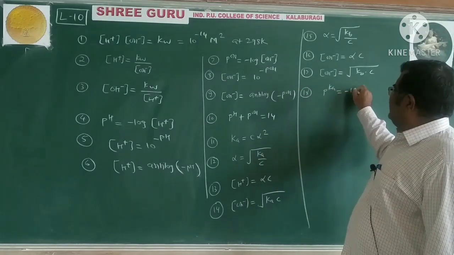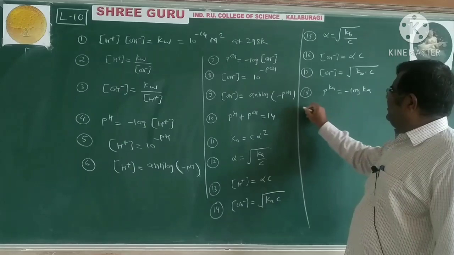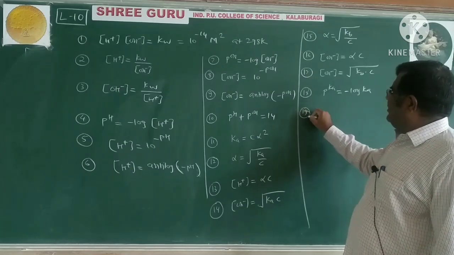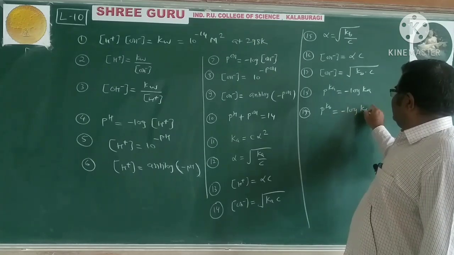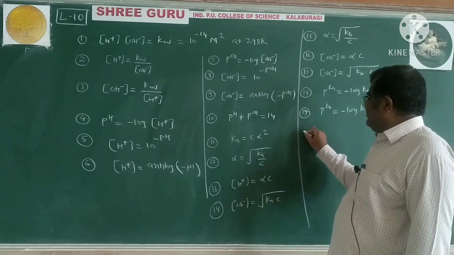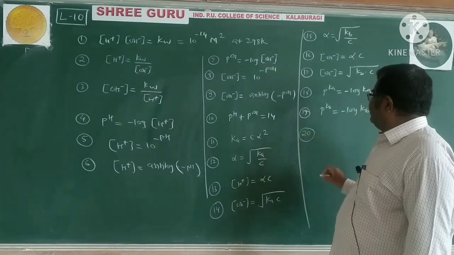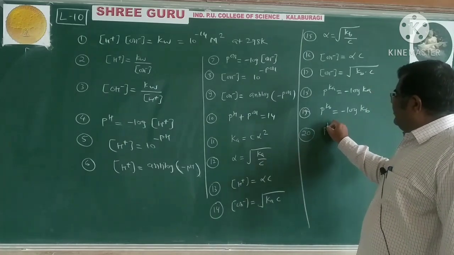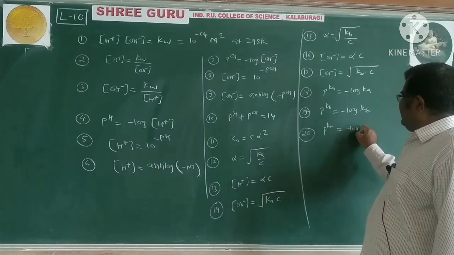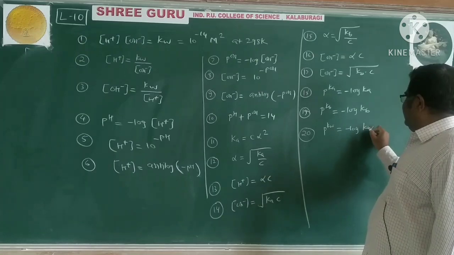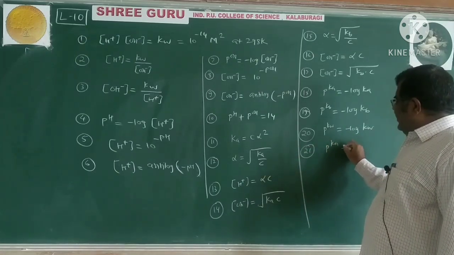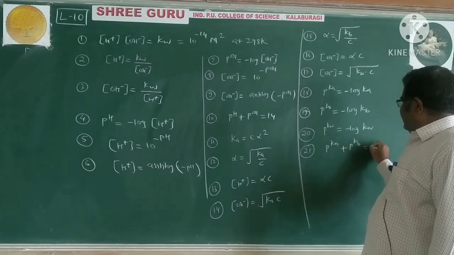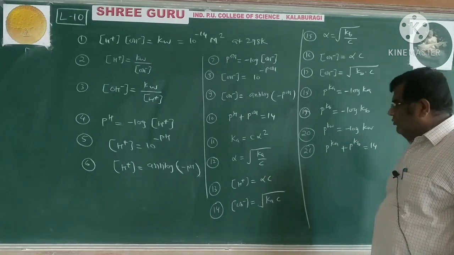pKa is equal to minus of log of Ka. pKb is equal to minus of log of Kb. pKw is equal to minus of log of Kw. pKa plus pKb is equal to 14.